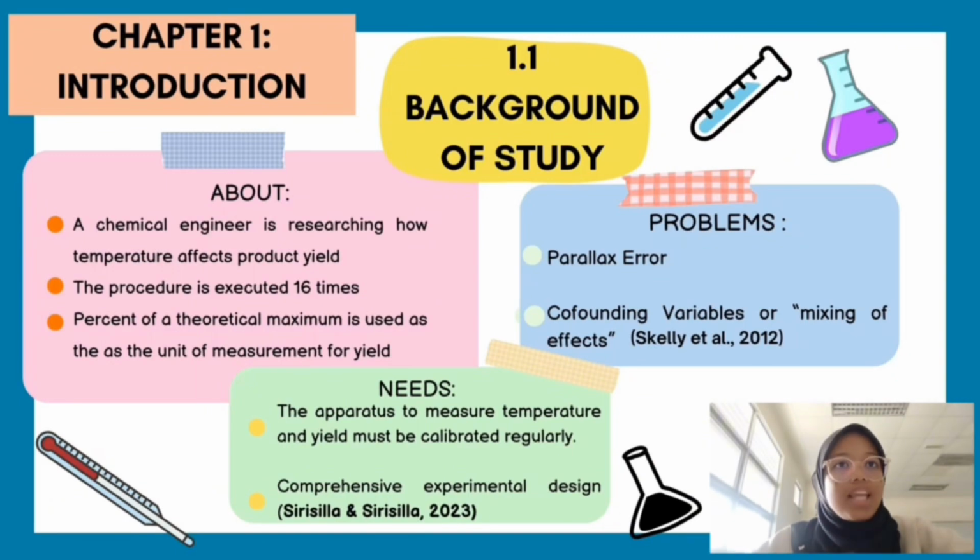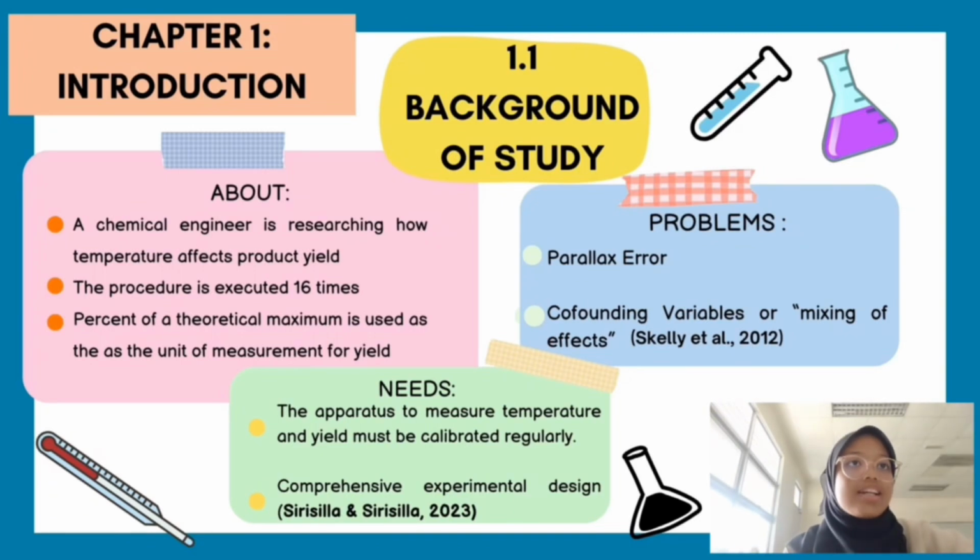Firstly, errors that normally happen during the experiment, which is parallax error. This is caused by our eyes not being aligned to the measuring scale, and this will affect the data. Moreover, confounding variables, sometimes also known as mixing effects, occur when the effects of the exposure we study on a certain outcome are combined with the effect of another factor.